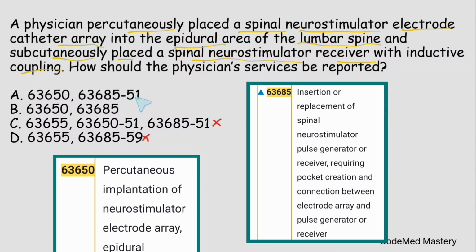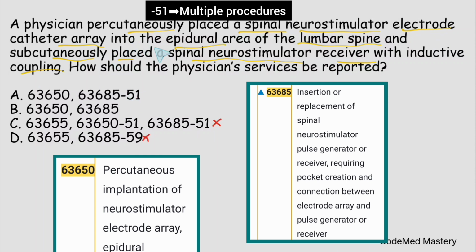63685. Now in option A they have appended modifier 51. So what is modifier 51? Multiple procedures, right? We have to use modifier 51 in this case because here they are performing percutaneous placement of spinal neurostimulator electrode catheter array into the epidural area, and also they have subcutaneously placed a spinal neurostimulator receiver. So we have to use the modifier 51 to indicate multiple procedure. Therefore option A is the right answer. We'll eliminate option B.